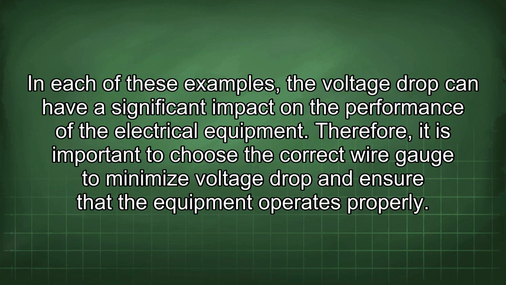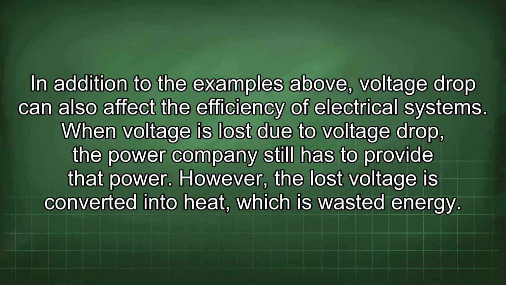In each of these examples, the voltage drop can have a significant impact on the performance of the electrical equipment. Therefore, it is important to choose the correct wire gauge to minimize voltage drop and ensure that the equipment operates properly. In addition to the examples above, voltage drop can also affect the efficiency of electrical systems.